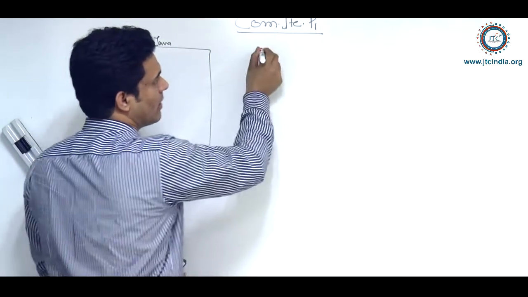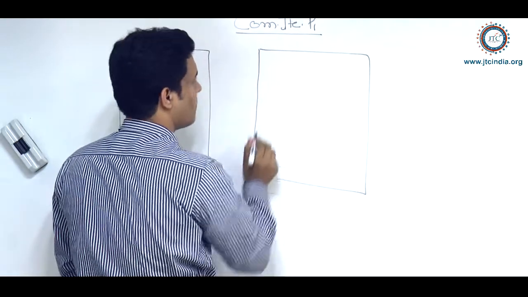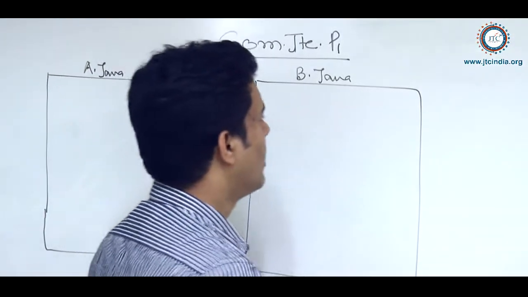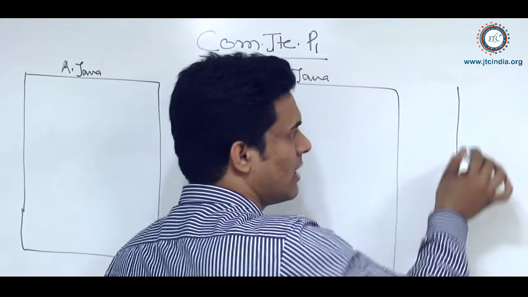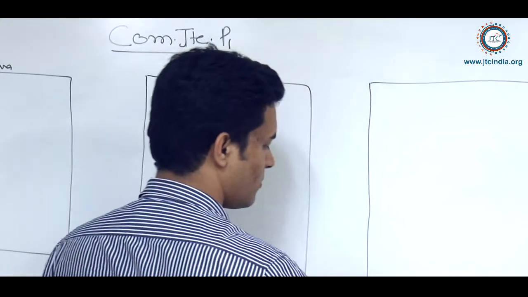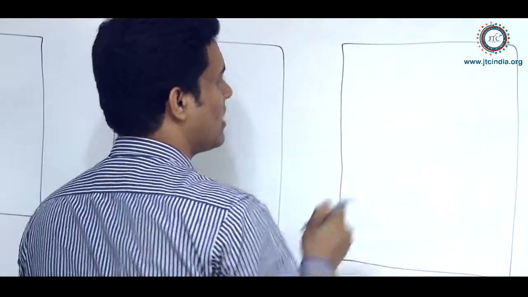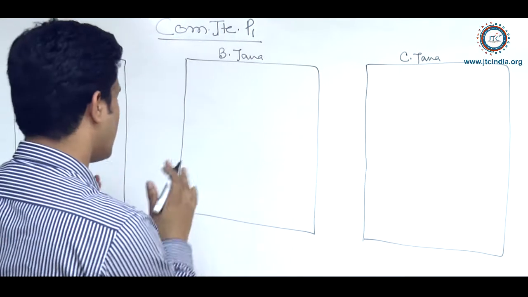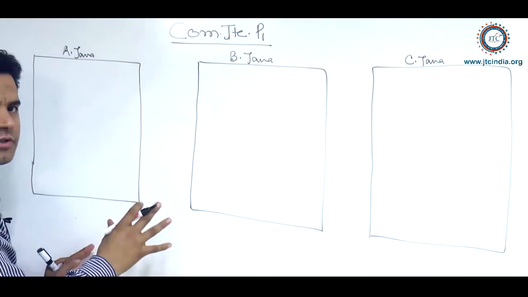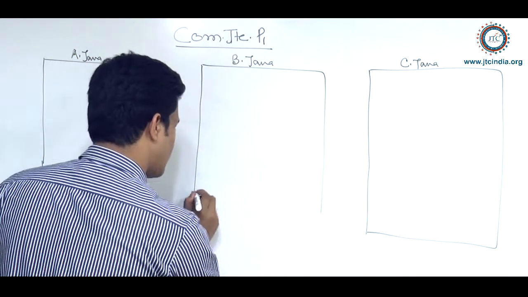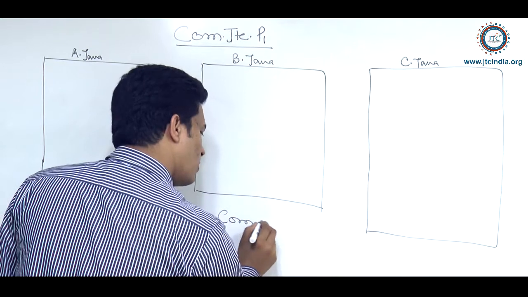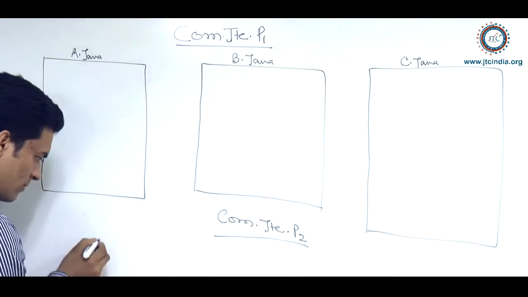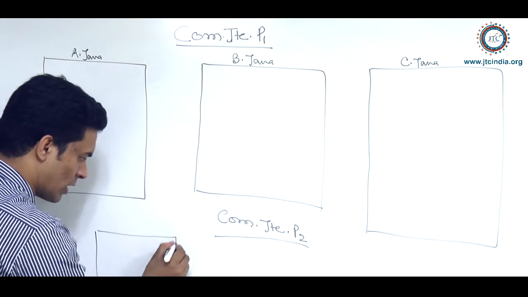Another class I am defining is B.java, and one more class inside this itself is C.java. These all classes are inside a package. Now another package which I am defining is com.jtc.P2. In that I am writing again two classes.